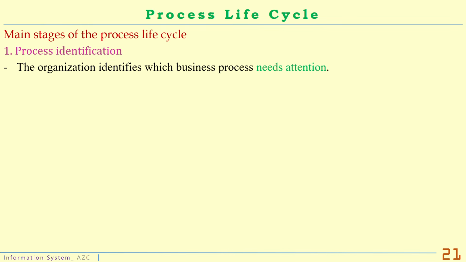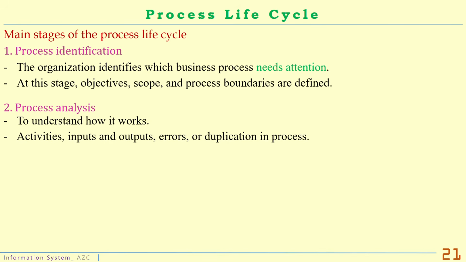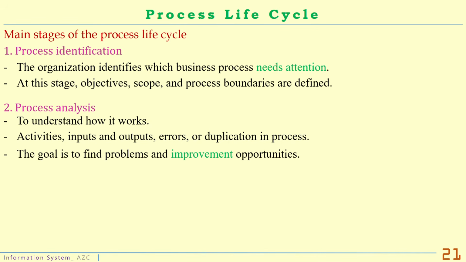Main stages of the process life cycle. Process identification. The organization identifies which business process needs attention. At this stage, objectives, scope, and process boundaries are defined. Process analysis. To understand how it works. Activities, inputs and outputs, errors, or duplication in process. The goal is to find problems and improvement opportunities.